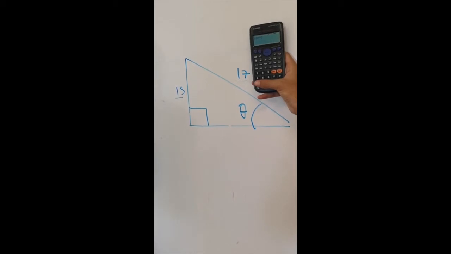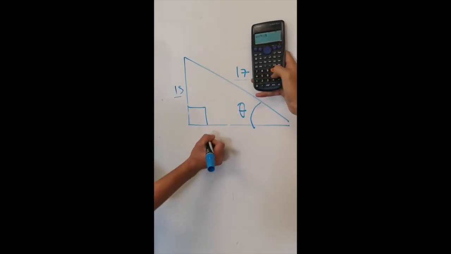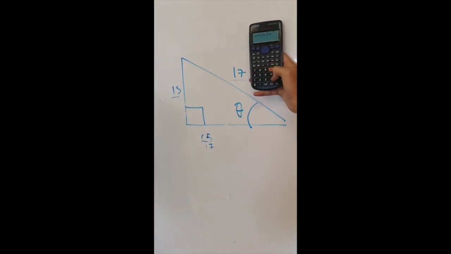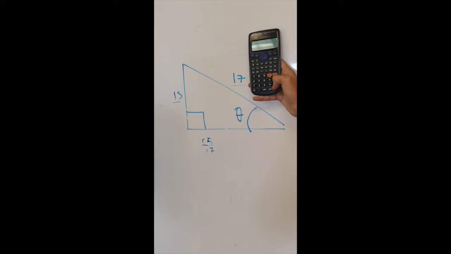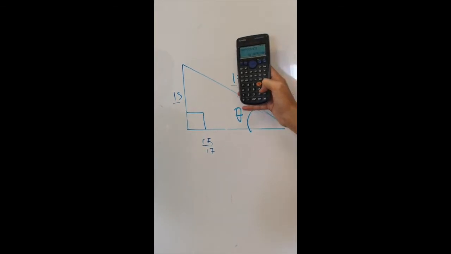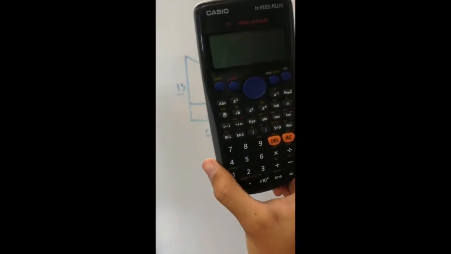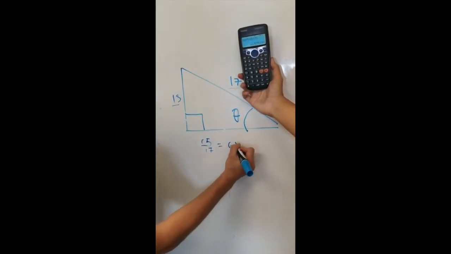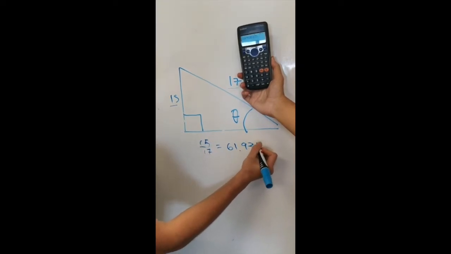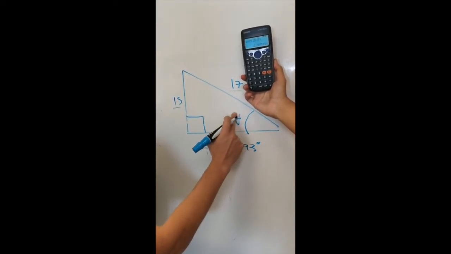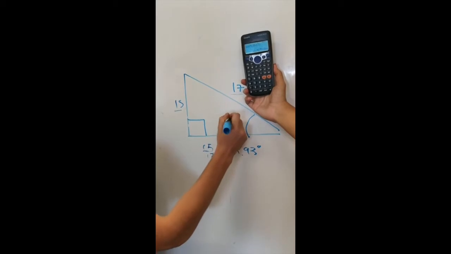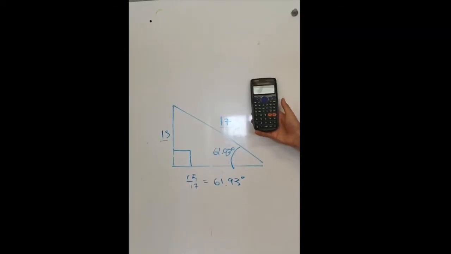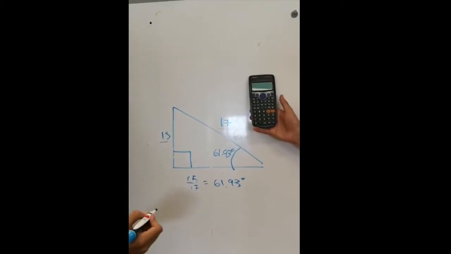Put the inverse sine function on the calculator, and because the sin ratio is the opposite over the hypotenuse, we input 15 over 17 in the calculator, then we hit enter and we get our angle. So this equals 61.93, and this is our angle. Now that we have our angle, we can get the missing side of the triangle.